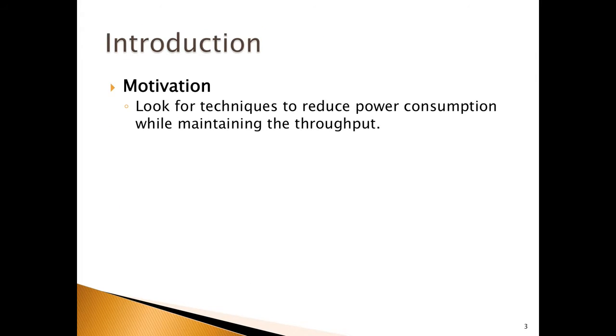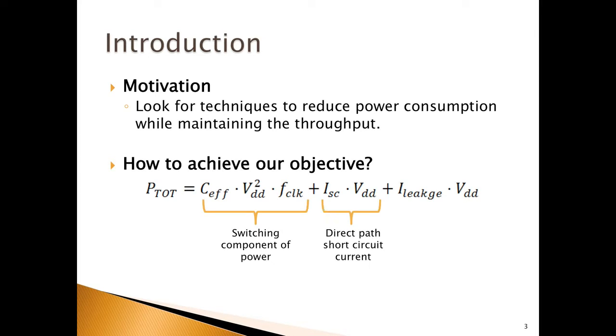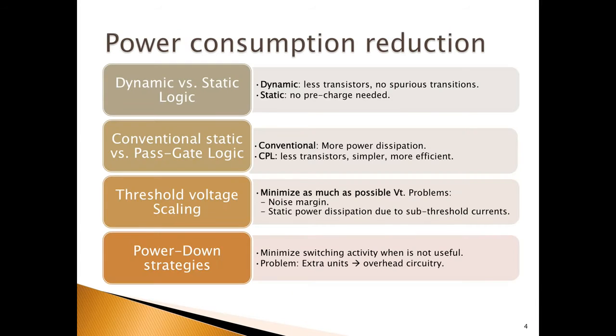What do we want when we design a circuit? We look for techniques that reduce the power consumption while maintaining the throughput. But how do we do that? Regarding the following equation, that corresponds to the total power consumed by a circuit, we can extract some facts. As the first term is the dominant one, we will focus our analysis on lowering it.